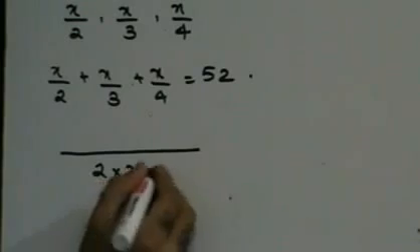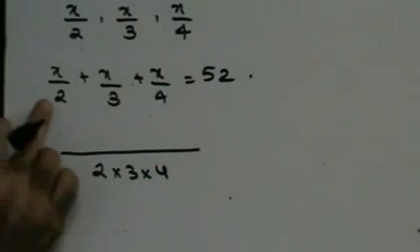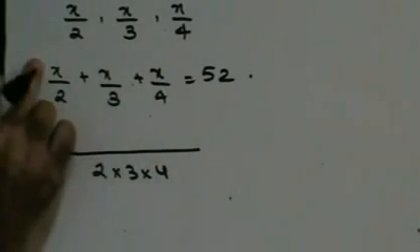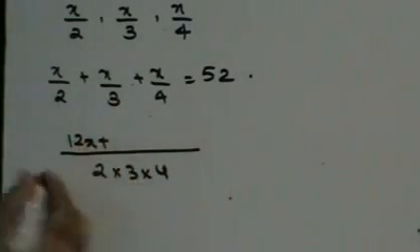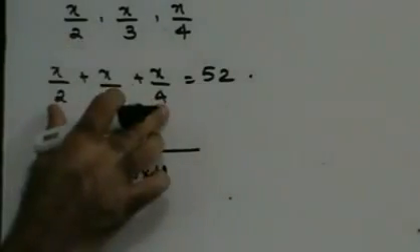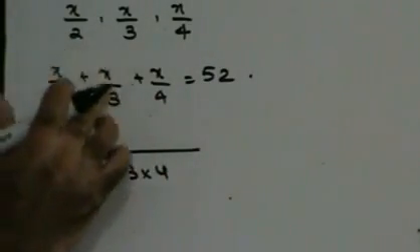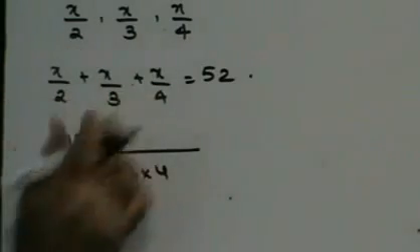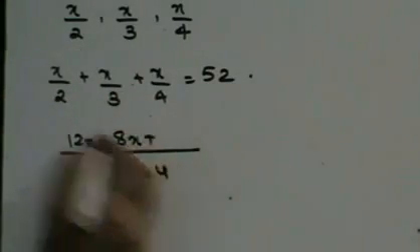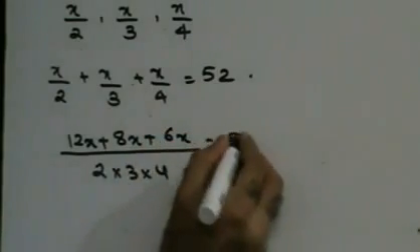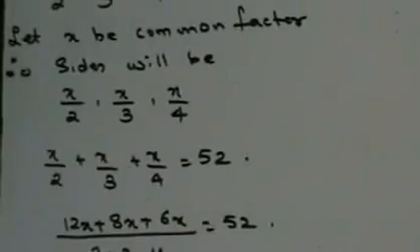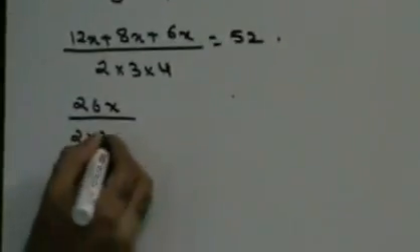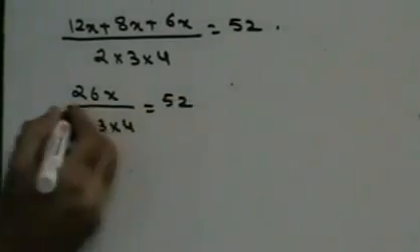Right? I can take 2 into 3 into 4 as the common denominator. Now guys, here this numerator will be multiplied with the other two denominators. So 4 3s are 12, so this will be 12x. The numerator of 3 will be multiplied with the other two denominators. 4 2s are 8 and 3 2s are 6 is equal to 52. So in that case you will get 26x upon 2 into 3 into 4 is 52.